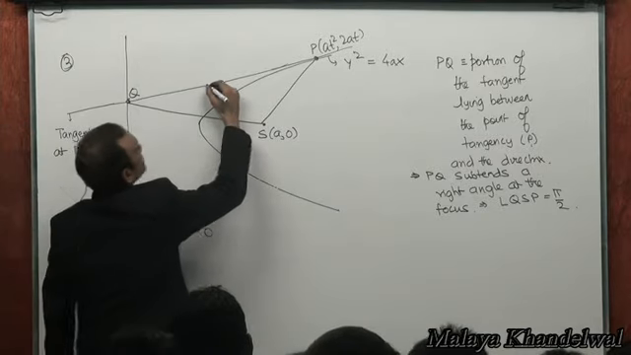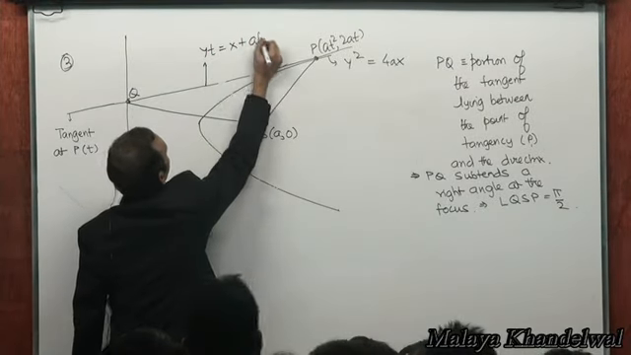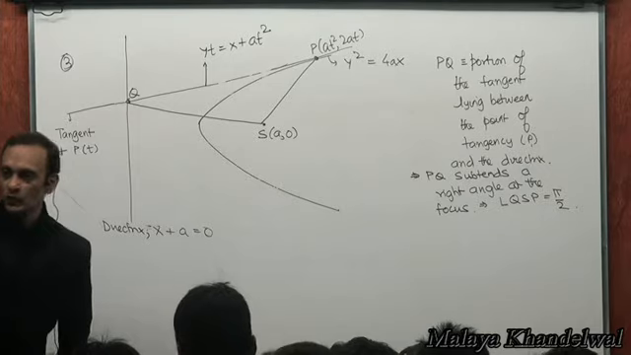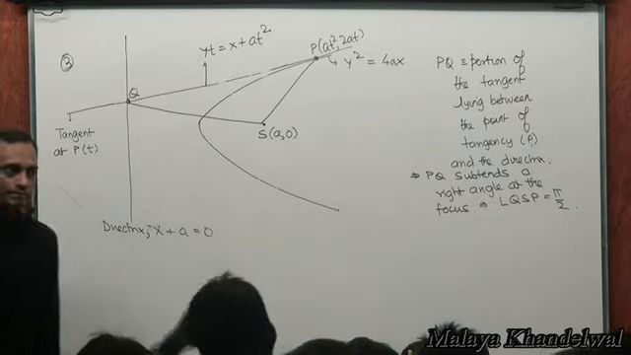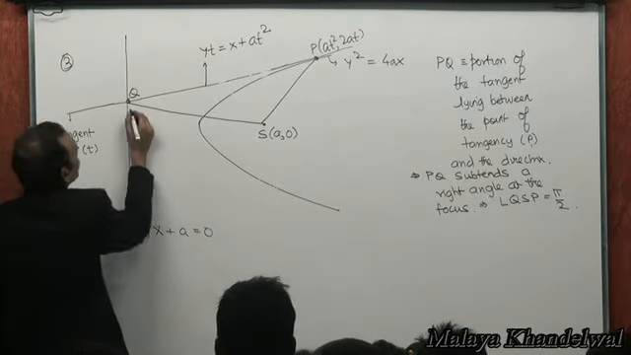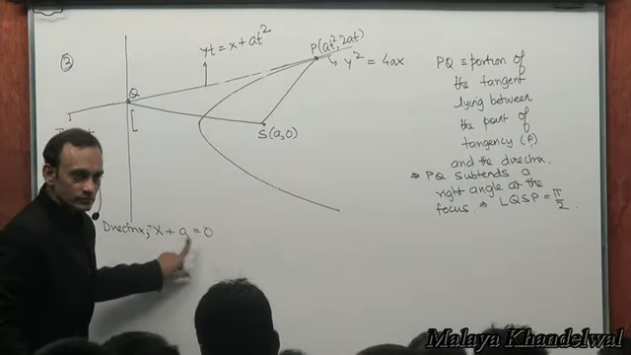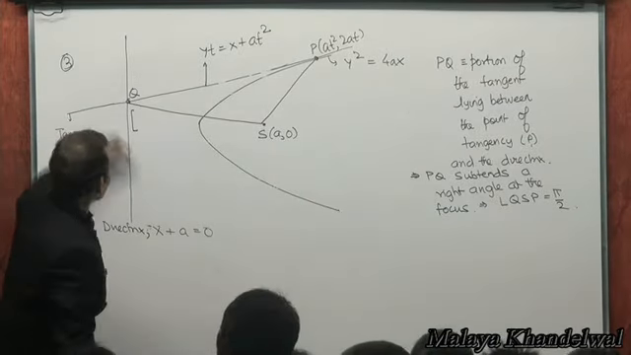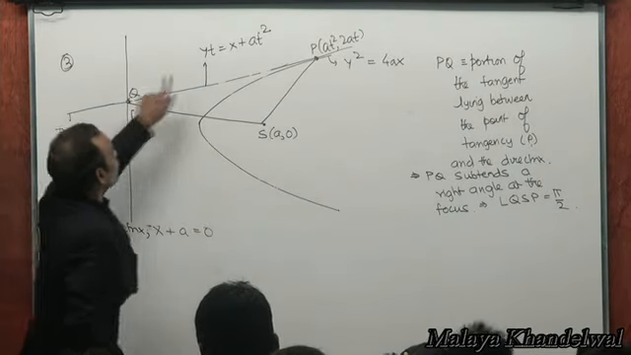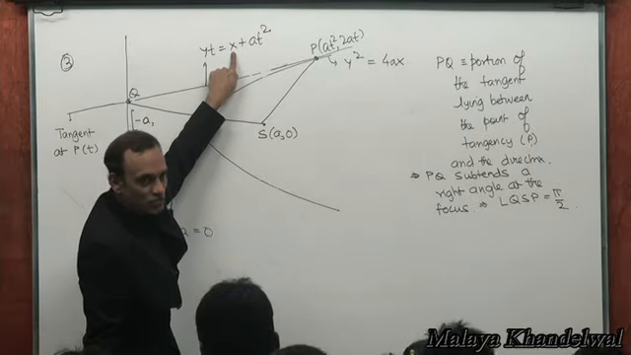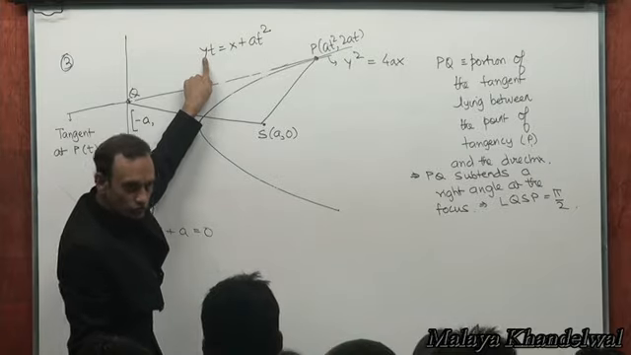I know the equation of this line, don't I? Equation of the tangent at t is ty = x + at squared, right? Now, the point Q has x coordinate minus a, because it lies on the directrix x equal to minus a. The y coordinate of Q can be obtained by plugging in x equal to minus a here.